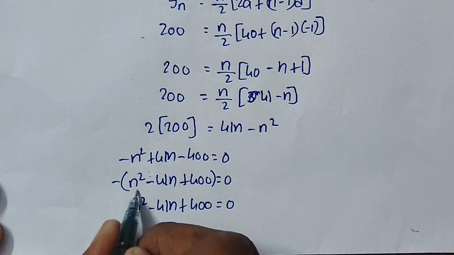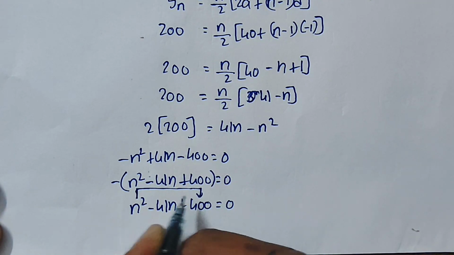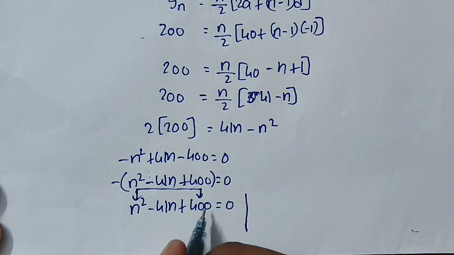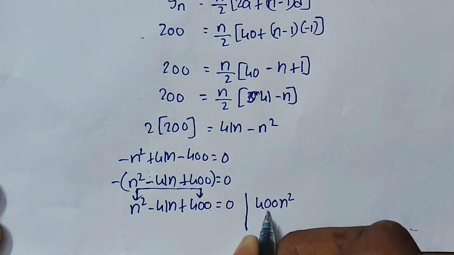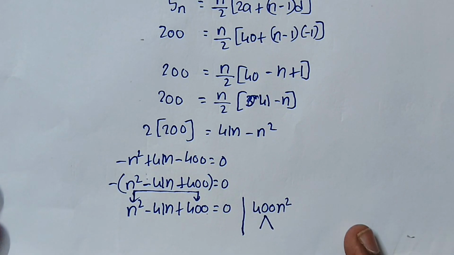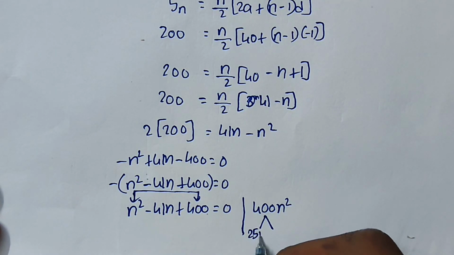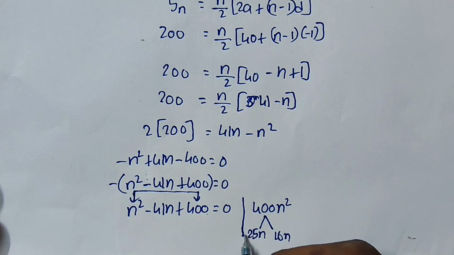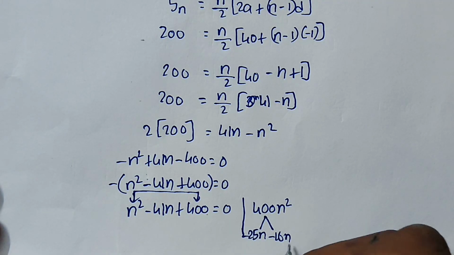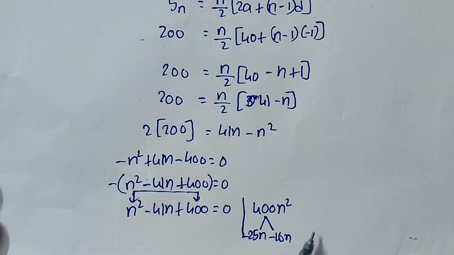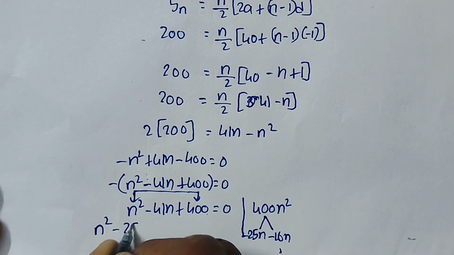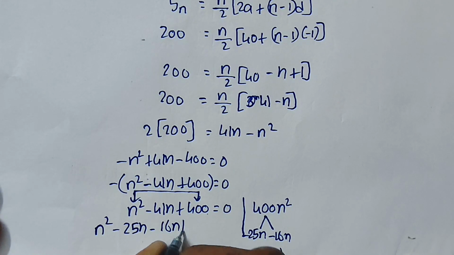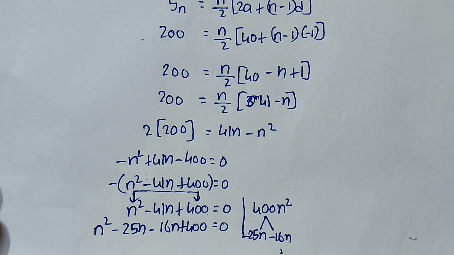So before finding the roots for the quadratic equation, first we have to multiply the first and last terms. Then we get 400 n square. I am taking the factors of 400 as 25n and 16n, minus and minus. If we add these both, we get minus 41n, and if we multiply these both, we get 400 n square. So I am writing here n square minus 25n minus 16n plus 400 is equal to 0.